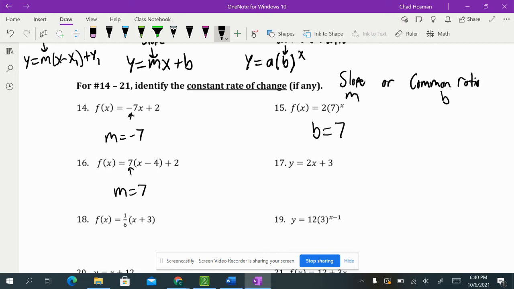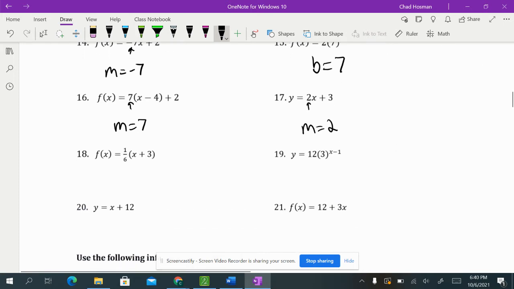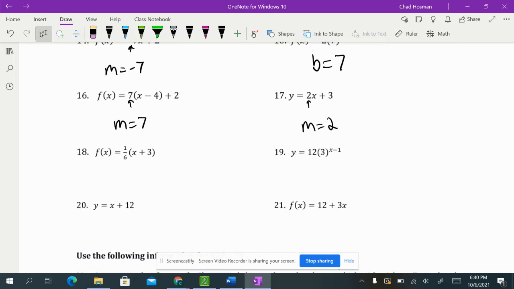17 is a slope-intercept form, so we're looking for the number right next to x, and that's going to be this 2. So the slope is 2. 18 looks really similar to slope-intercept form, and what we can actually do is distribute this, multiply this 1/6 into the parentheses here. So we get 1/6 times x, which is 1/6 x, plus 1/6 times 3, which just ends up being 1/2. But the big thing is we're still looking for the number that's right next to the x, which is this 1/6. So our slope is just 1/6.